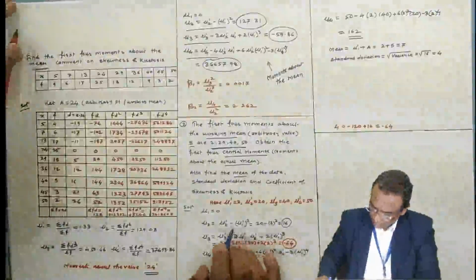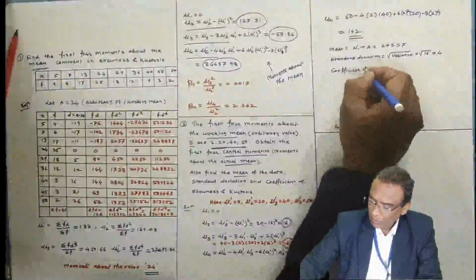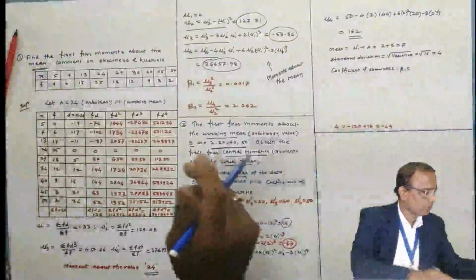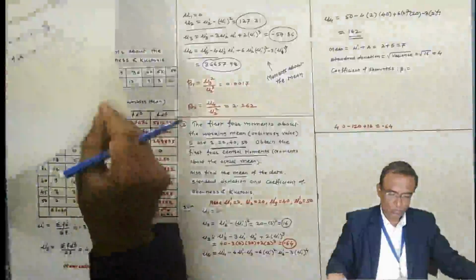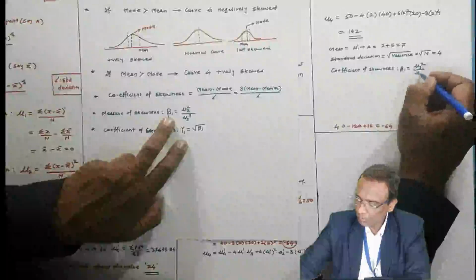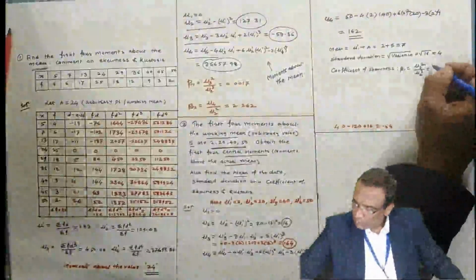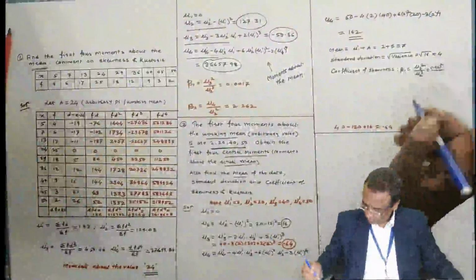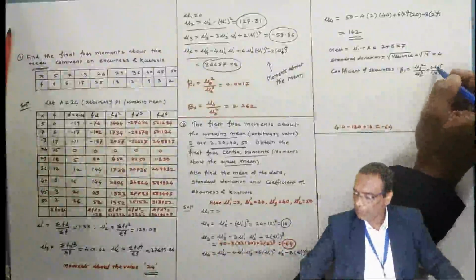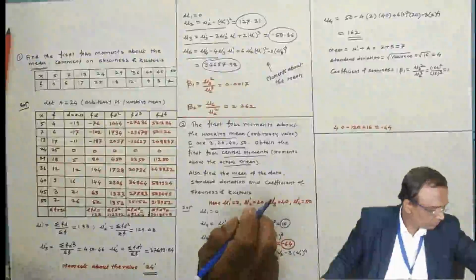Okay, next thing is to find the coefficient of skewness, which is denoted by beta 1. I am going to use this formula: beta 1 equals mu3 square by mu2 cube. That is 64 square by mu2 cube, where mu2 is 16 raised to power 3. Okay, 64 means 16 into 4, 4 square is 16, and it is equal to 1. The coefficient of skewness is 1.